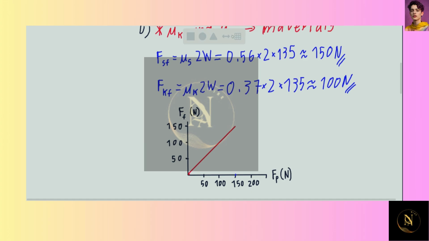Great. Now we know that at that point, we're going to go down and plateau at 100 newtons as we calculated. So let's represent that. And here we have it. We have a portion of static friction and then 100 newtons of constant kinetic friction. And that is our answer for part D.